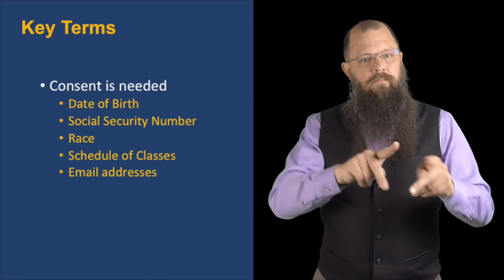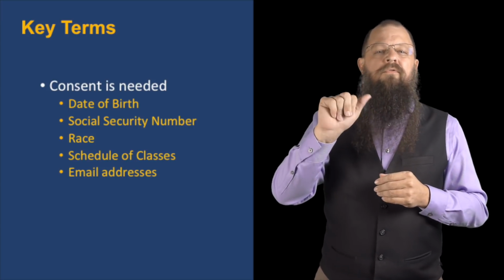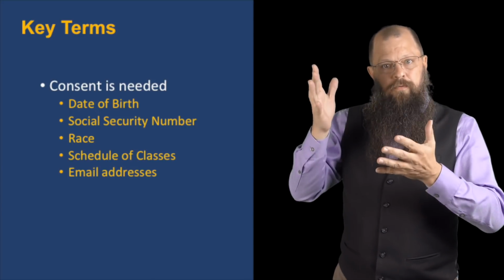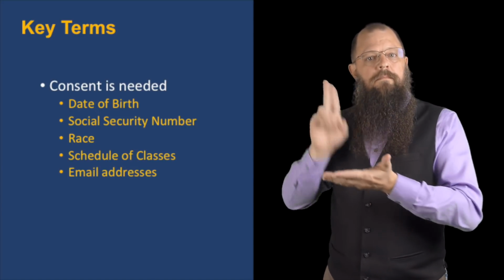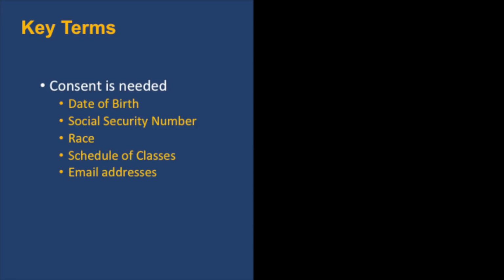Consent must be obtained from the parents in order for a school to release information, including date of birth, social security number, race, class schedule, email address, and other information. Information cannot be released without consent from the parents.